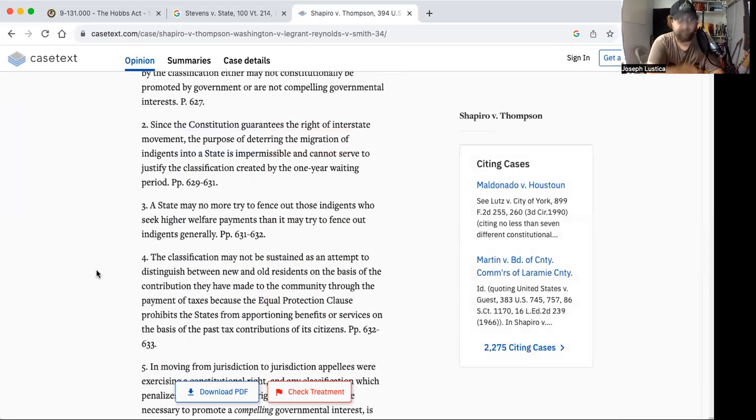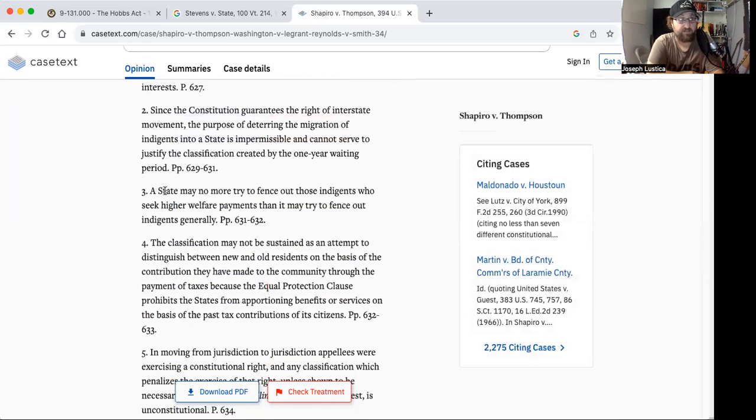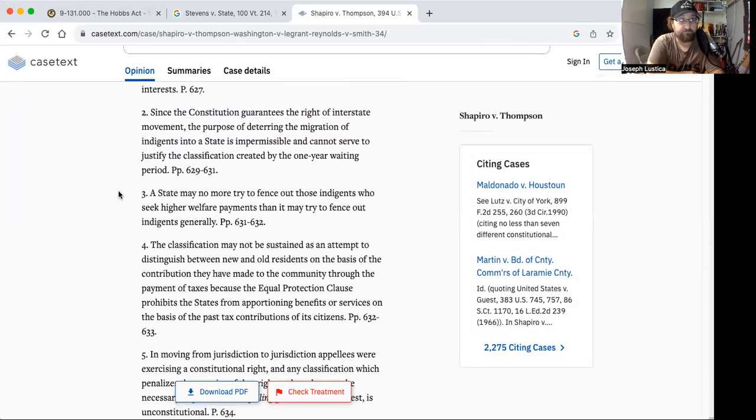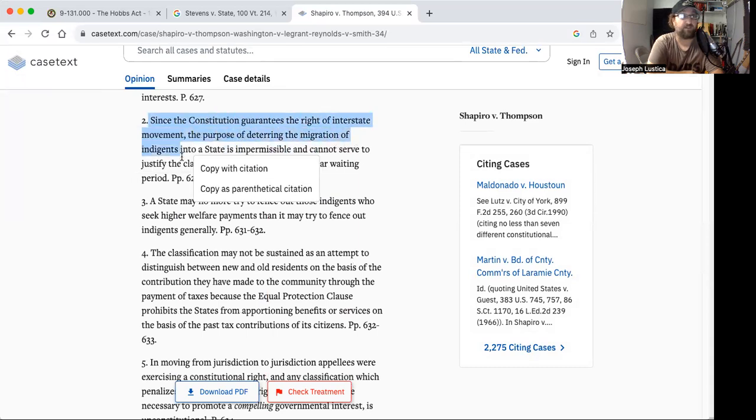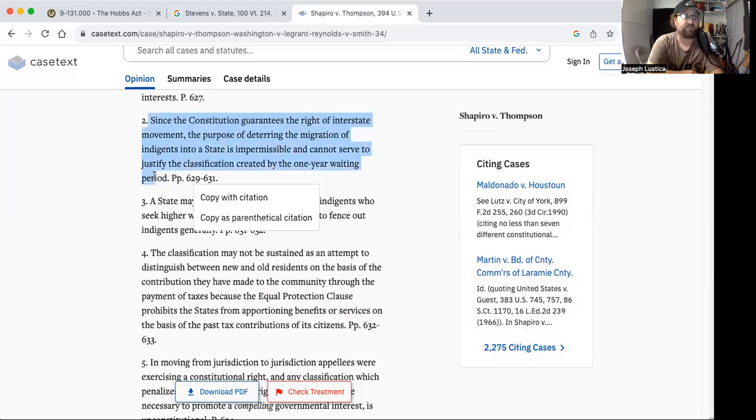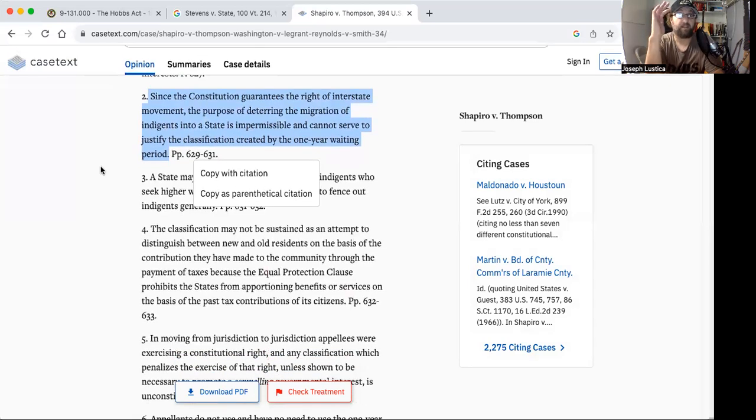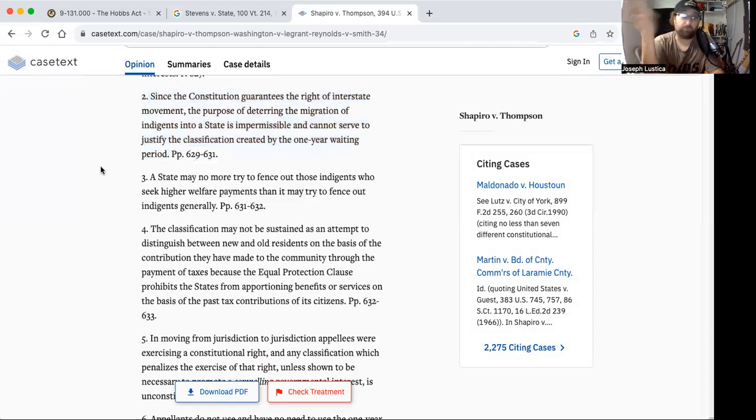So first off, let's go to here. We're going to look at this part right here. It says the state, since the Constitution guarantees the right of interstate movement, the purpose of deterring the migration of indigents into a state is impermissible and cannot serve to justify the classification created by the 1-year waiting period. So that's that assistance period, right? Because she's allowed to move interstate from state to state, she has the right to do so, and they can't make that rule.